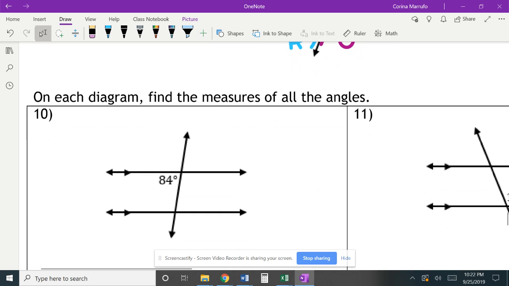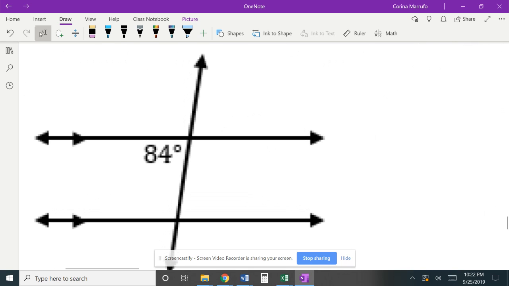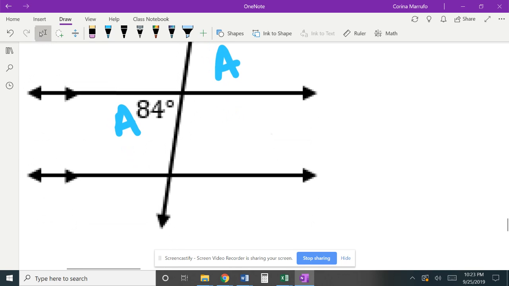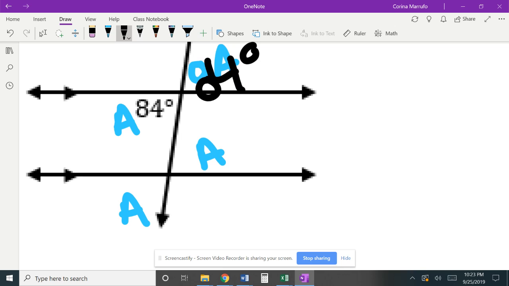Okay, so on each diagram, find the measure of all the angles. Okay, so this is 84. That is an acute angle. It is less than 90 degrees. So this is an acute angle. Now this one is also an acute angle. It's directly across from it. Now this is also an acute angle here. It's less than 90. This is an acute angle also. So all of the acute angles are going to be 84 degrees. Oh, this one's 84.